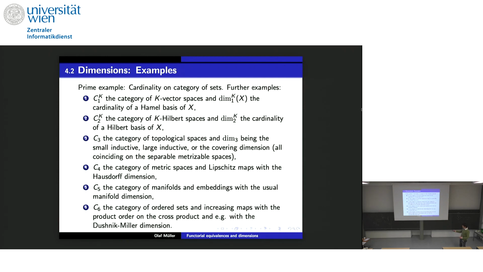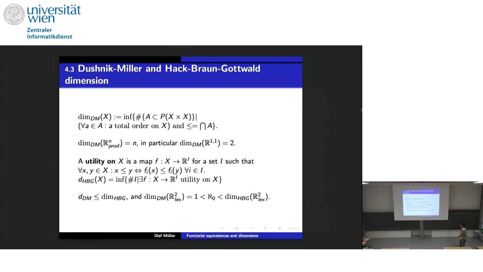And then there's the Dushnik-Miller dimension. I will present it in a minute. Unfortunately, it's not the right one, because it's not compatible with the other ones. I don't know whether it's pronounced Dashnik or Dushnik, but anyway. So what is the Dushnik-Miller dimension?